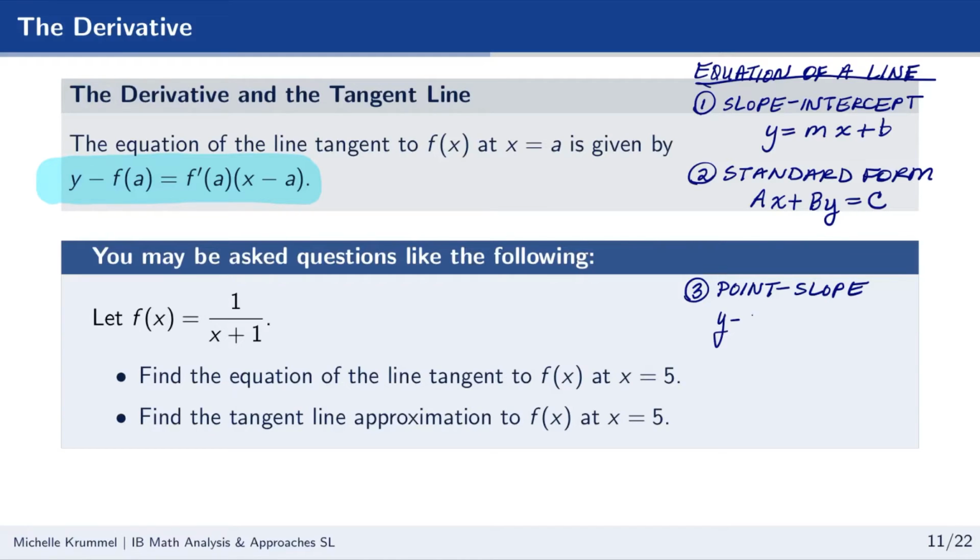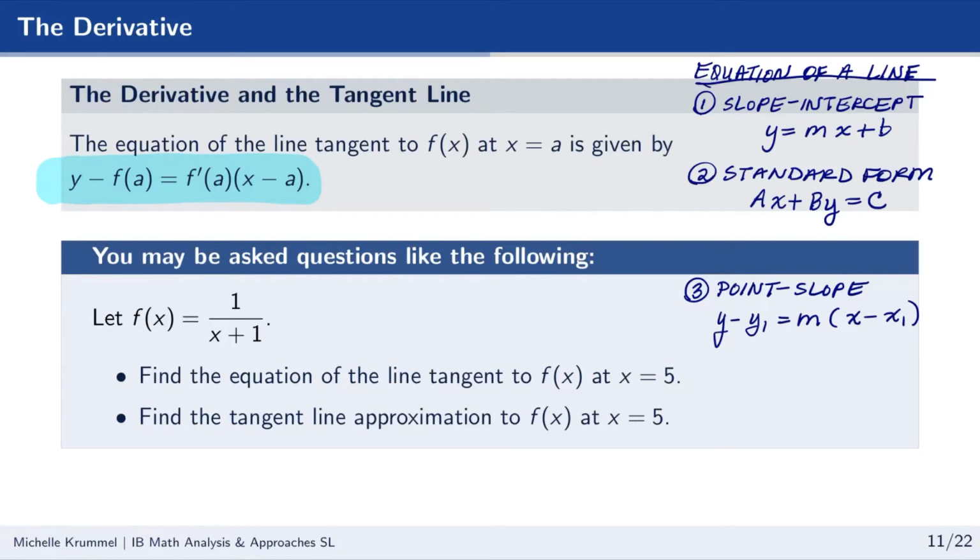And that looks like y minus y1 equals m times x minus x1. So here, if you know the point on a line, any point on the line, you can call that point x1 comma y1 and substitute in those coordinates into the equation here for x1, y1. And then if you know the slope of your line, you substitute that value in for m, and you have your point slope form of the equation of the line.